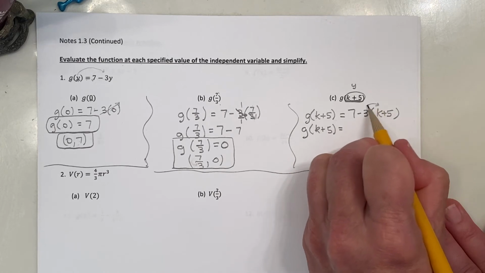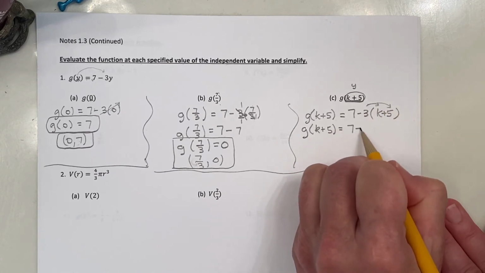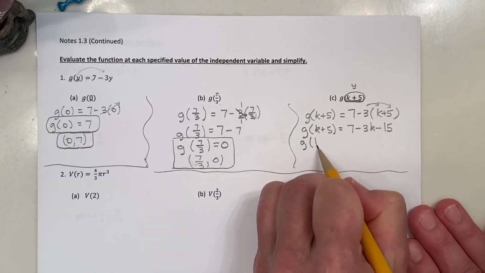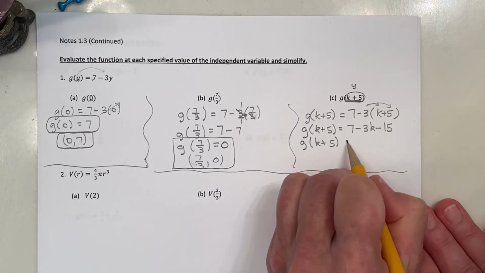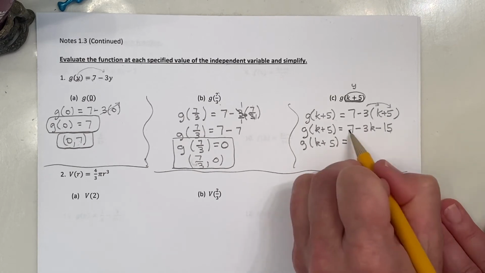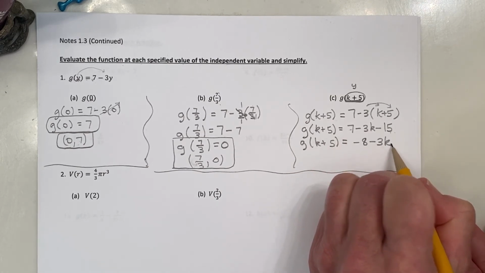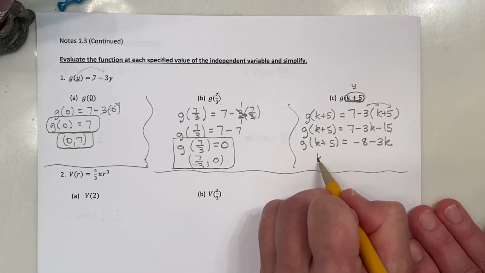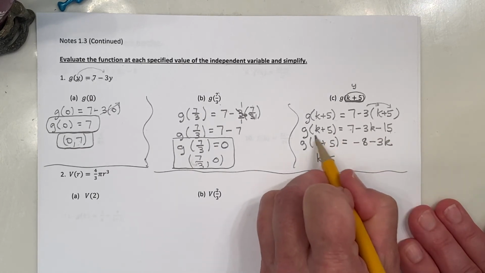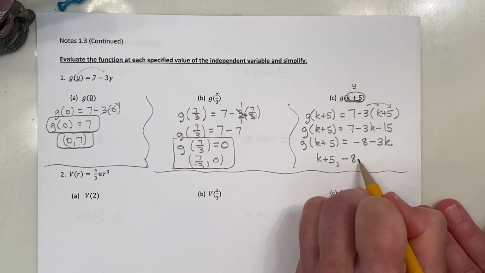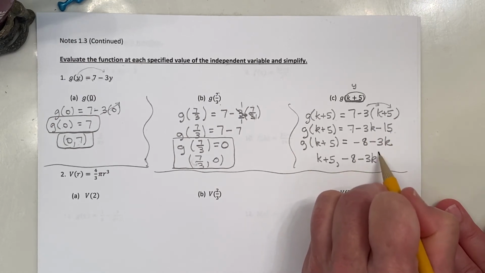So we need to distribute the negative 3 through here, so I'm going to have 7 minus 3k minus 15. We have a little cleanup to do, don't we? So taking care of the numbers, 7 minus 15 is negative 8, and then minus 3k. So this is function notation. You can write this as an ordered pair also. Your input is k plus 5, comma, and your output, negative 8 minus 3k.